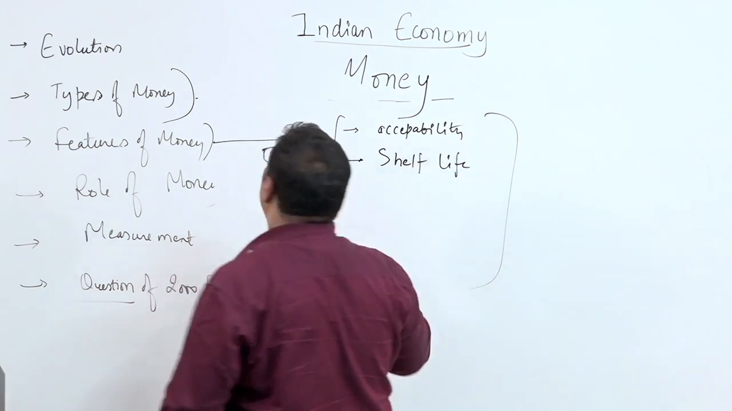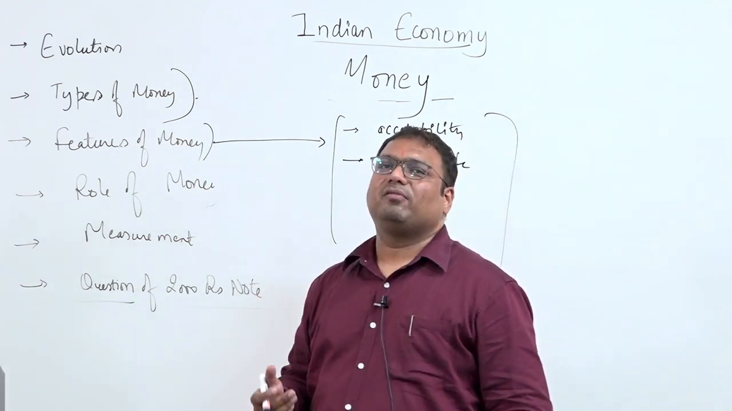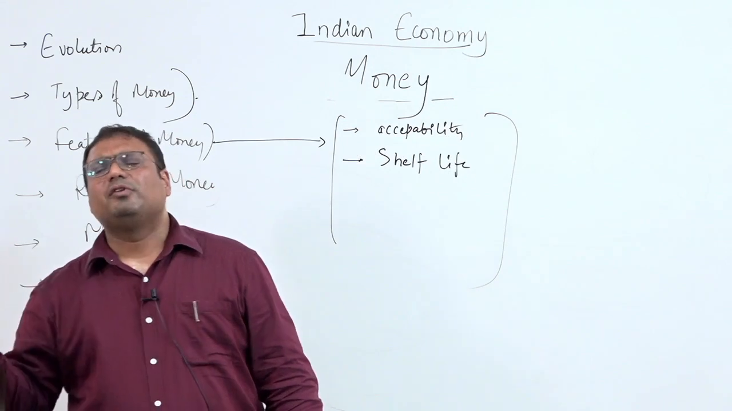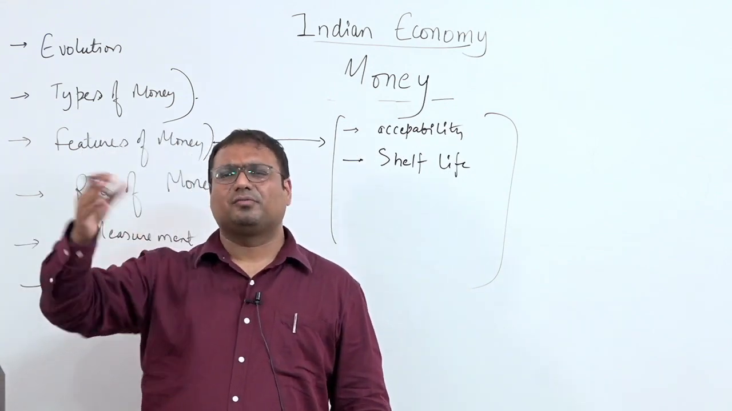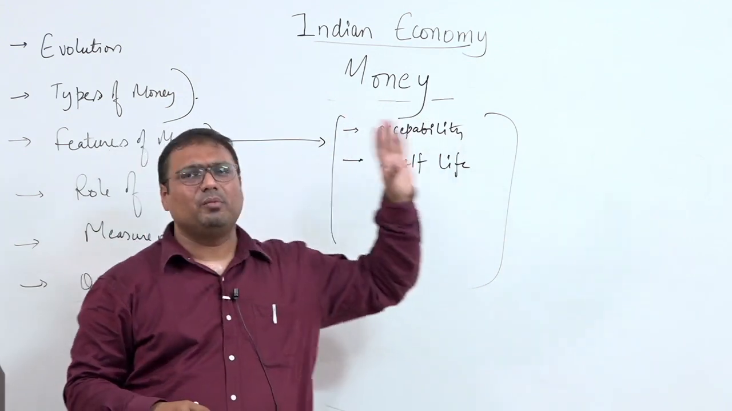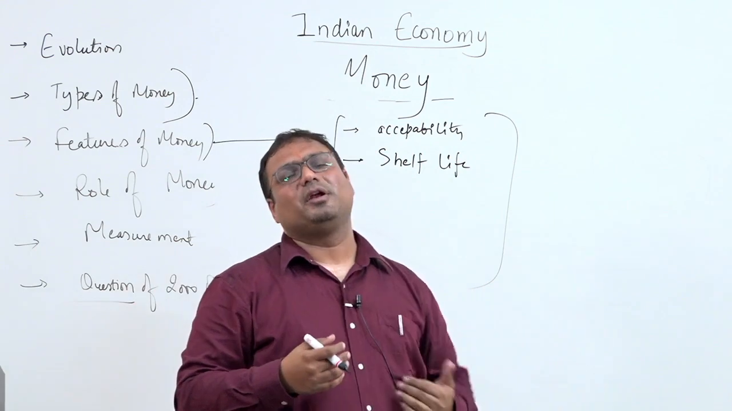That is why fish can't be used as money, because fish has a very short life. So it should have a shelf life, it should have acceptability. Nowadays, we do not use food products for money anyway. So this is a bit of a traditional point, not much relevant, but acceptability is relevant even today because newer types of money keep coming to the market.